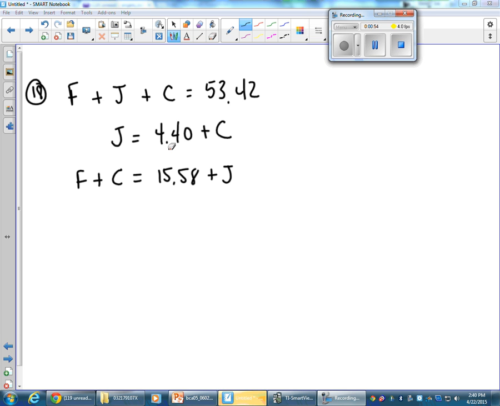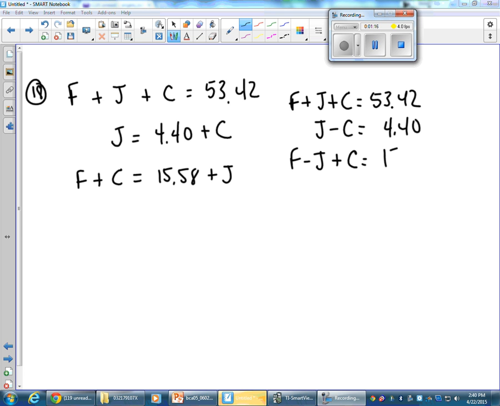Probably before you start, you're going to want to line everything up. So the top equation is F plus J plus C equals 53.42. The next one is J minus C equals 4.40. And the last one is F minus J plus C equals 15.58. That's just rewriting these equations so they line up. This one doesn't have an F, so let's use that: J minus C equals 4.40.